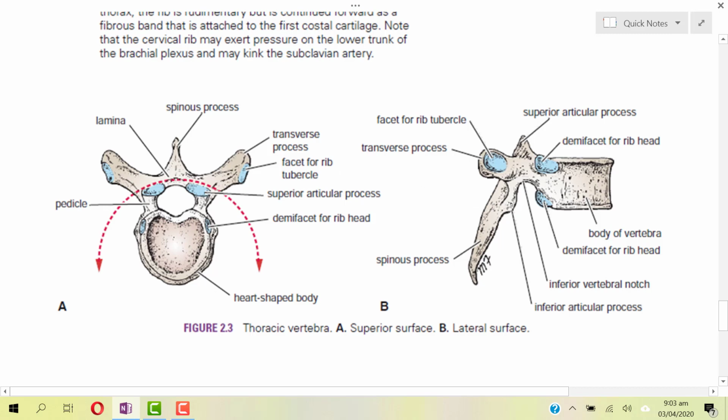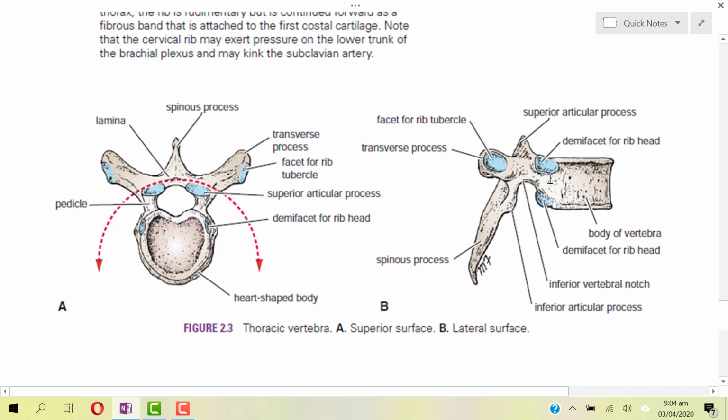Now can you see the facets here? Can you see this facet and this facet? What is the meaning of facet? Facet means little face. Can you see the little face here? Demi means half and facet means little face. So this is a demi facet. Why is this a demi facet? Because half of the rib head is attached here, not a full rib. Half of the rib head is attached here, and half here. So there are two demi facets on the body.